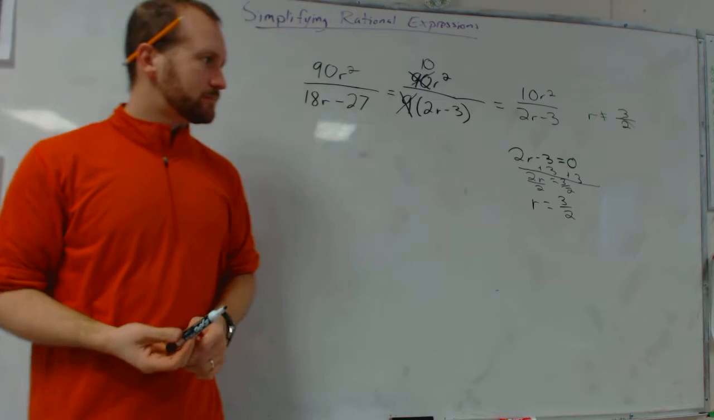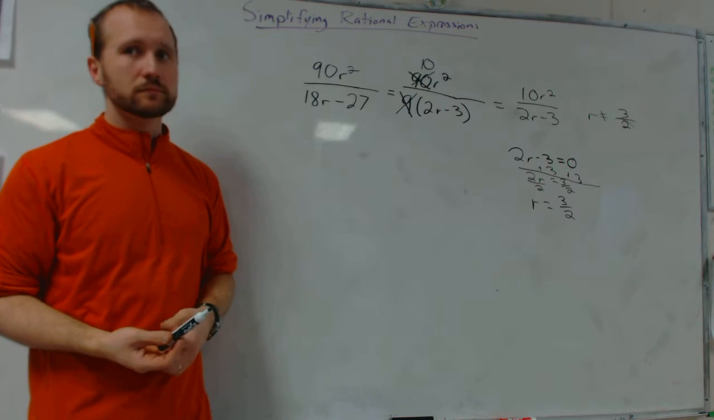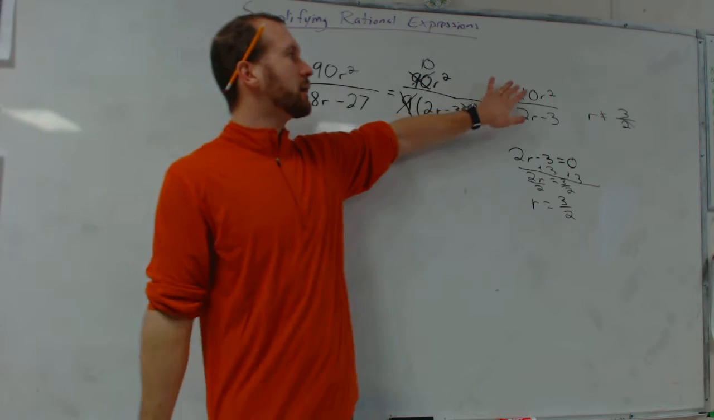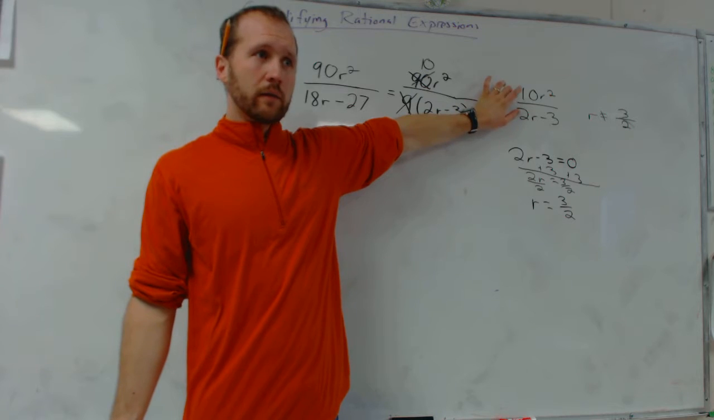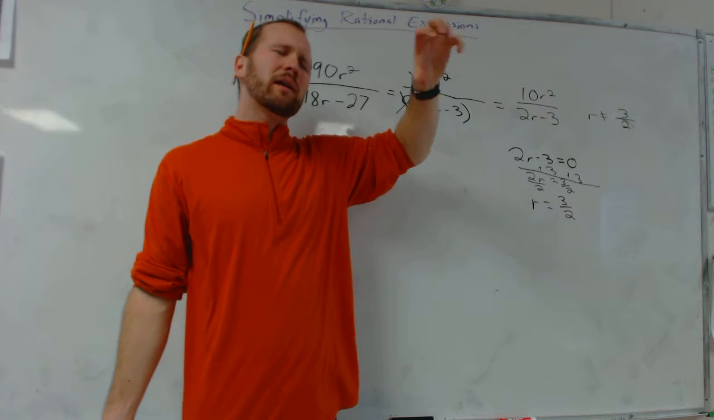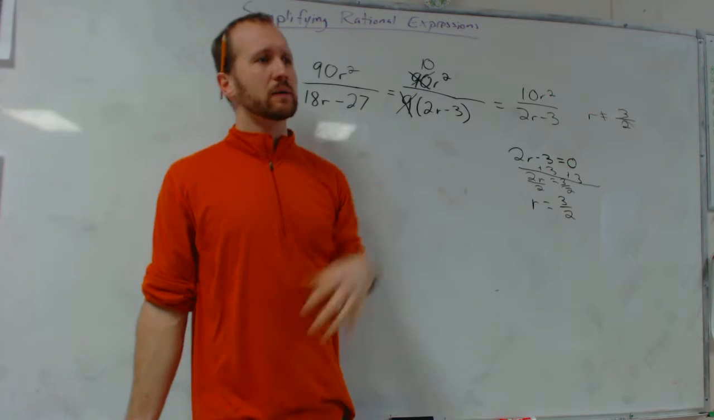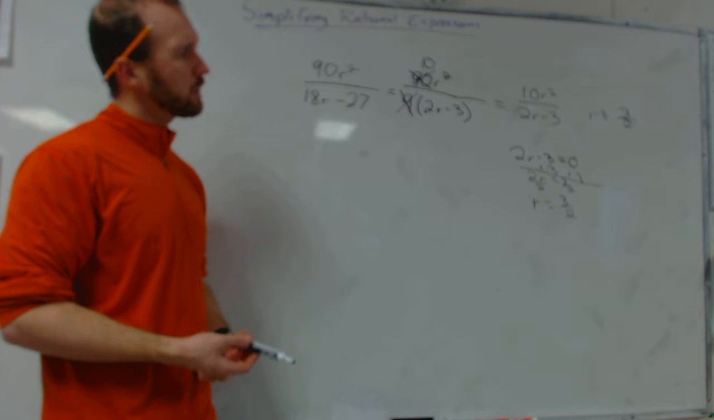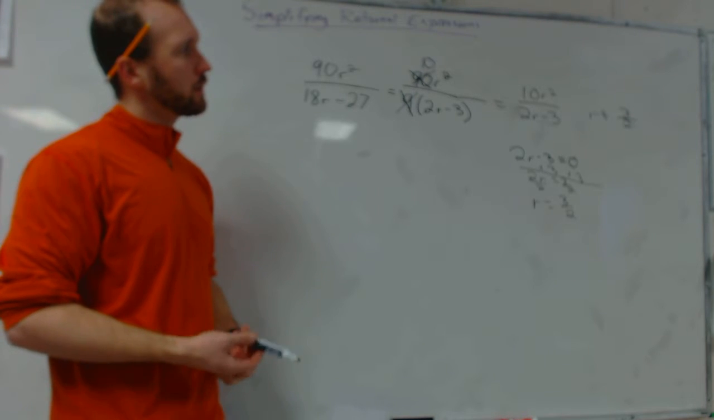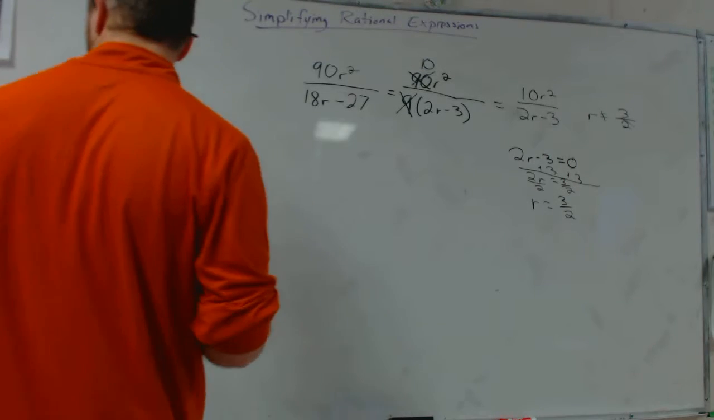Okay, but then for the 10r squared, if it's 3, so like 10 times 3. Well, it doesn't matter if the numerator is 0, right? Oh, it's just the denominator. Yeah. Now, it would matter if the numerator and the denominator were both 0. Really what we care about is the denominator. So that's just the answer: 10r squared over 2r minus 3, r does not equal 3 halves.